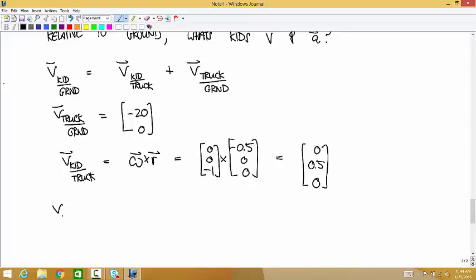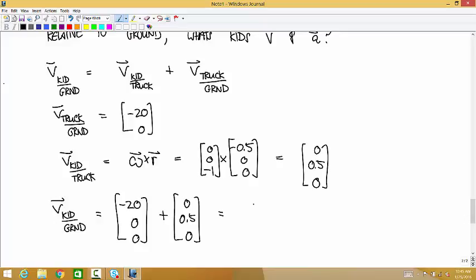And so the velocity of the kid relative to the ground is equal to negative 20, 0, 0, plus 0, 0.5, 0. So negative 20 meters per second, positive 0.5 meters per second, 0. Any questions about that one?